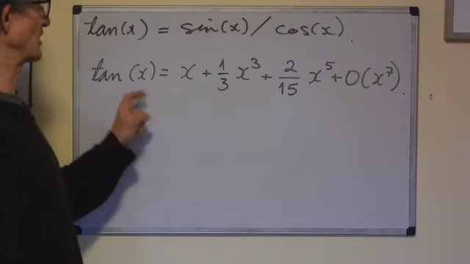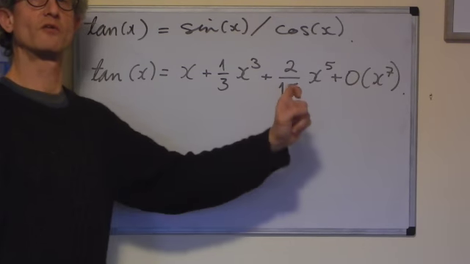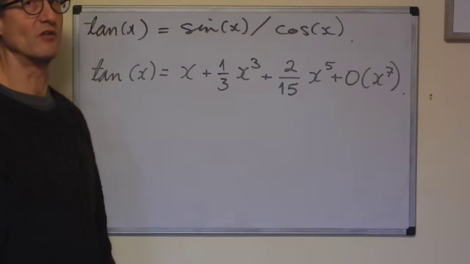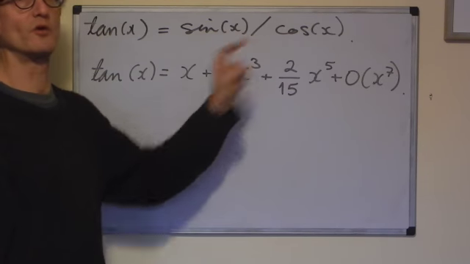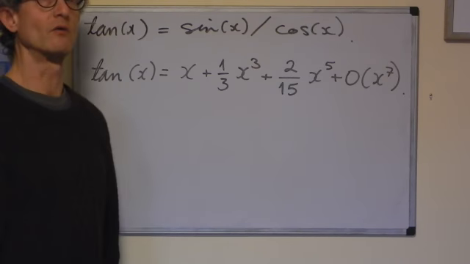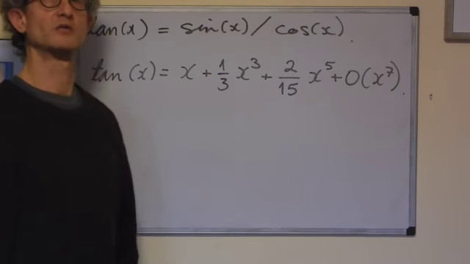Of course, this technique gets more and more cumbersome if we want to carry this out further and further, because writing the polynomial for sine is easy, but solving for the polynomial for 1 over cosine x becomes harder the further out we go. But in principle, we could go out to as high an accuracy as we wish to go.